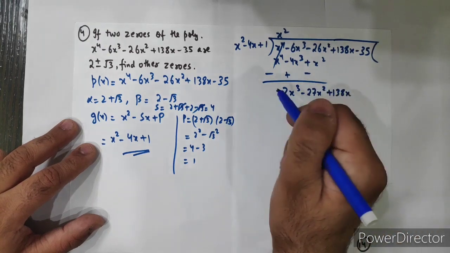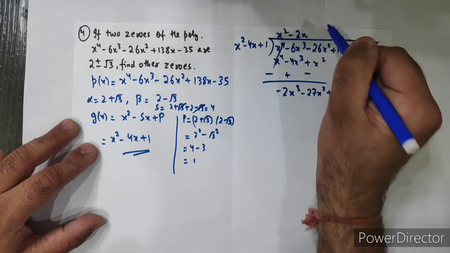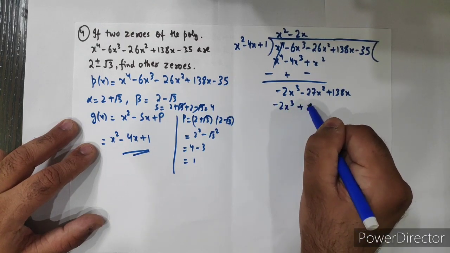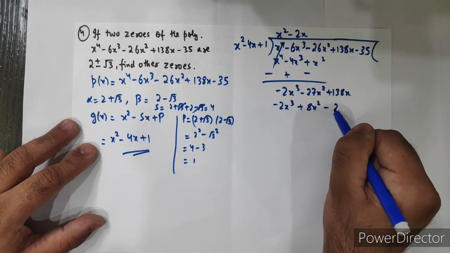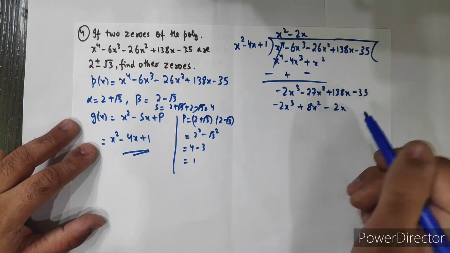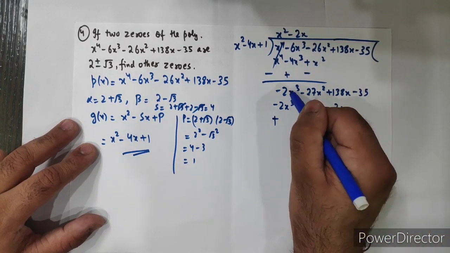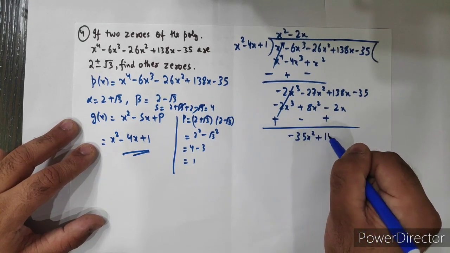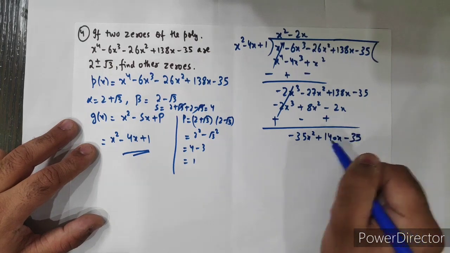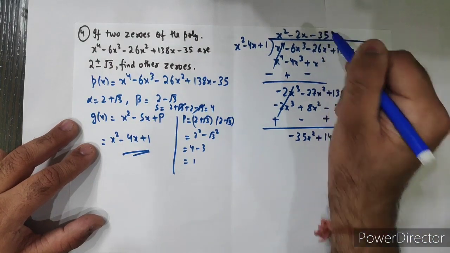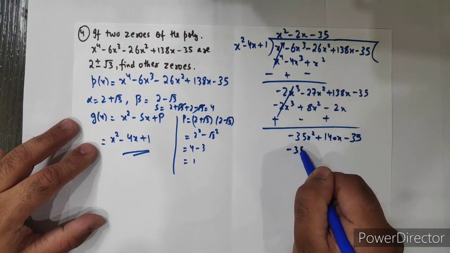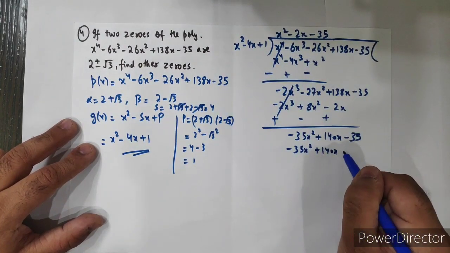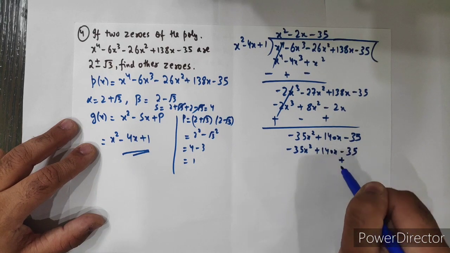Now you have to multiply this by minus 2x. Next you will get minus 2x cube plus 8x square and minus 2x. You can copy down minus 35 also. After changing the signs, again this will cancel. This will be minus 35x square plus 140x minus 35. Now the next step will be to multiply by minus 35. So this is minus 35x square plus 140x. You can multiply this and get 140, and the last will be minus 35. This is exactly the same.